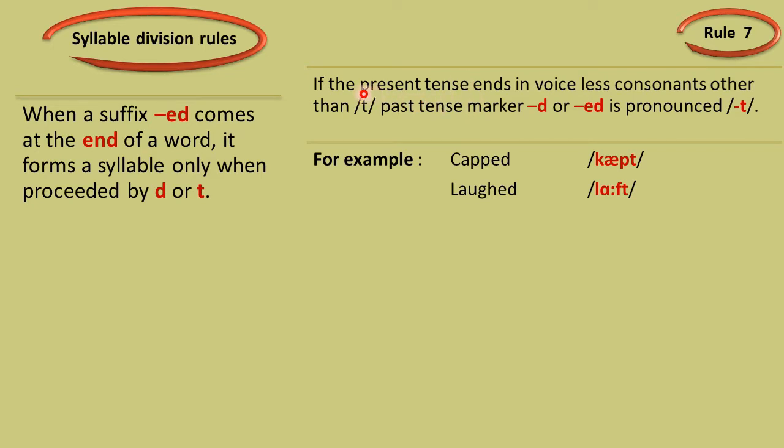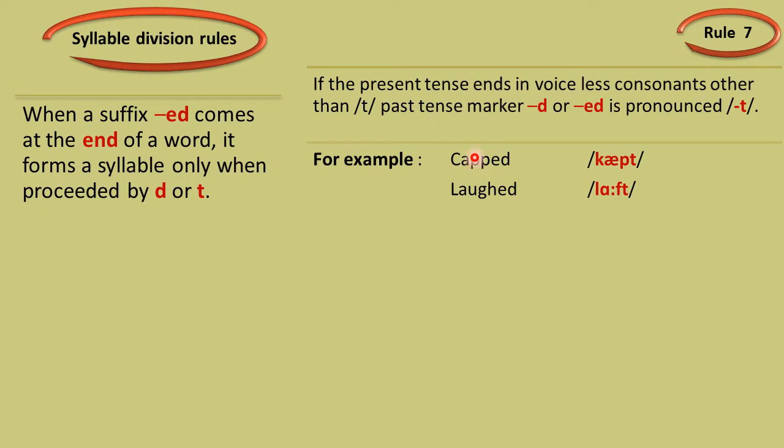So what is the rule again? If the present tense ends in a voiceless consonant. So what is the present tense in this, V3 or V2? CAP is a present tense form and CAPPED is V3 or V2, and LAUGH is a present tense form and LAUGHED is V3 or V2. So if the present tense ends in voiceless, CAP is a present tense form, and this present tense form ends in a voiceless sound, that is P.